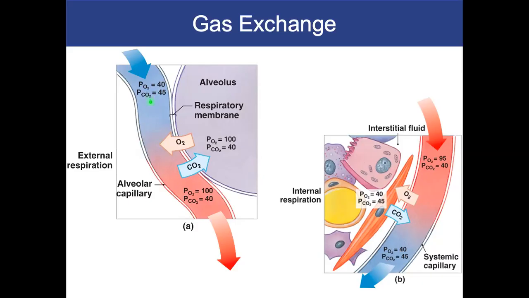Another thing too, when we get into regulation, is there's actually 2 monitoring stations for CO2. You have a peripheral monitoring station in your aortic arch and carotid sinus, and then you have a central monitoring station in your medulla oblongata. And so why do we regulate CO2 so much? Or why do we have so many monitoring stations of CO2? Why don't we want it to shift very much?